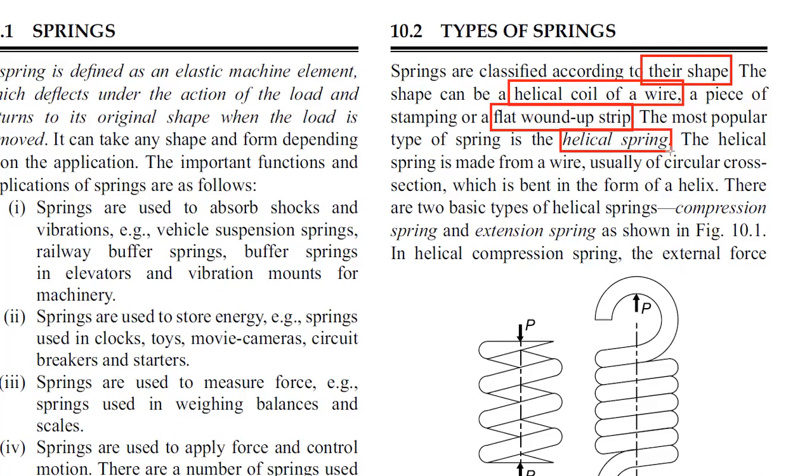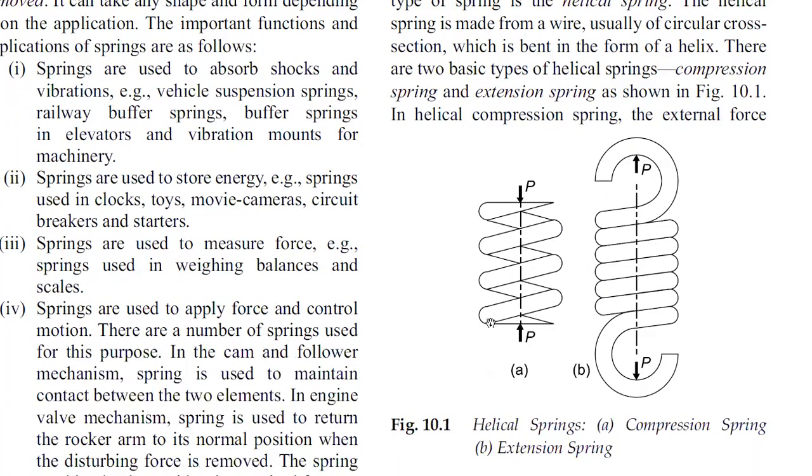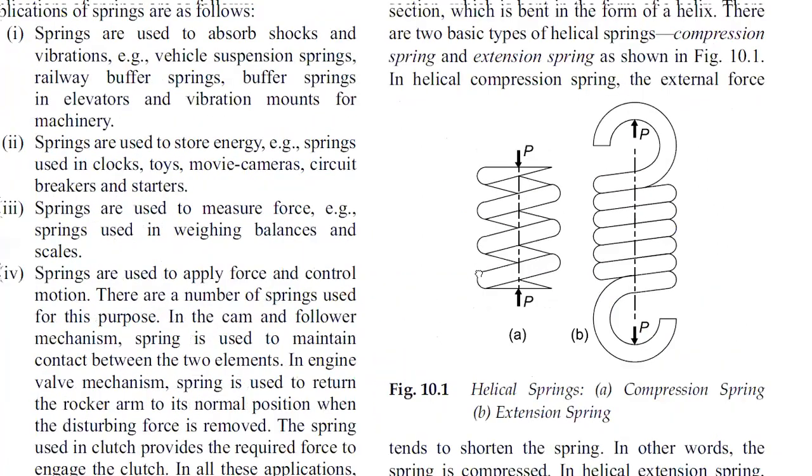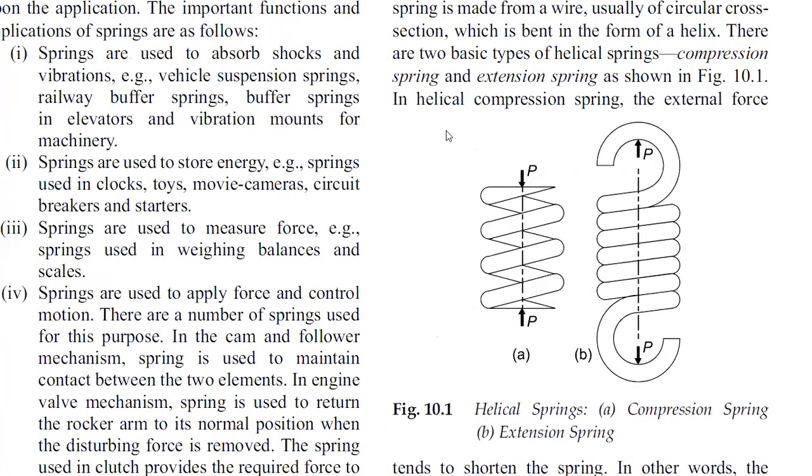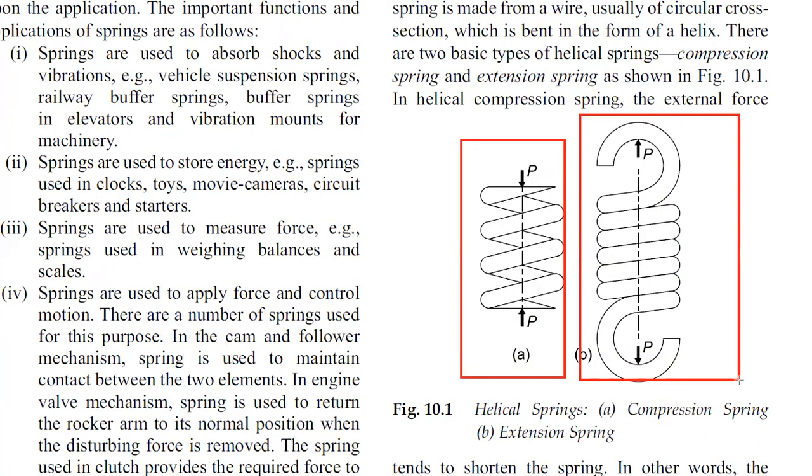The helical spring is made from a wire, usually of circular cross section, which is bent in the form of a helix. According to that criterion, you can divide the helical spring into two major types. One is a compression spring and the other is an extension spring. You can see both springs in front of you here. This one is called a compression spring because you apply a load to compress this particular spring, and this spring is considered an extension spring because you are applying a load in such a way that the spring is being expanded.